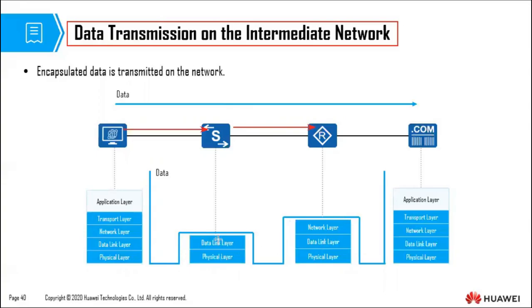Switch will look at destination MAC address. Router will look at destination IP address. Then send it. When it gets to the owner, it will open it up to the application layer and see everything that is in the data payload. Are we together? Yeah. So that is what happens.